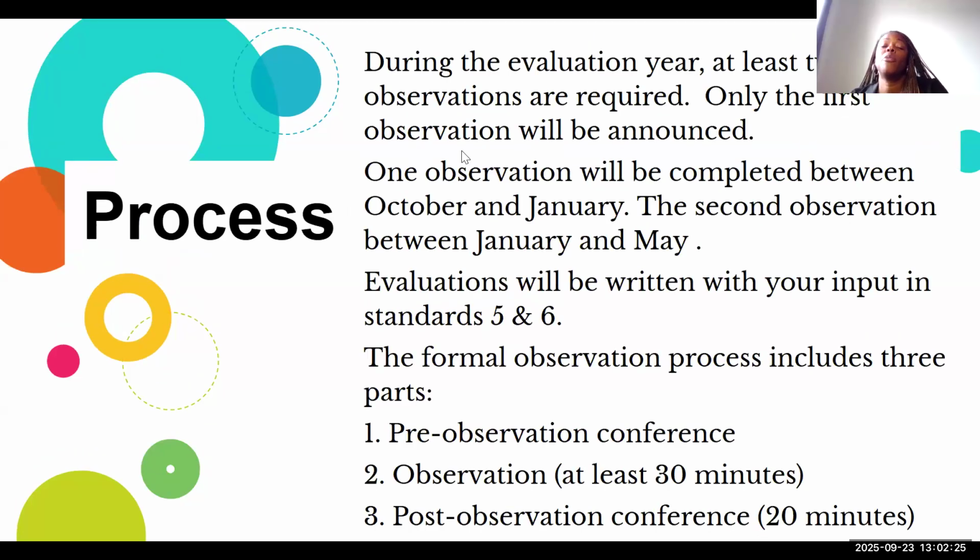As part of your formal observation year, you will be observed twice. The first one will most likely occur between October and January, and then the second one will occur typically between January and May. When you are observed, you are given a post-observation conference report on the first 4 standards. Those are the most observable standards when we come into your space or your classroom, and then we will seek input from you about standards 5 and 6.